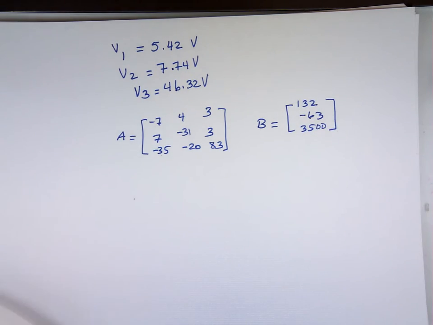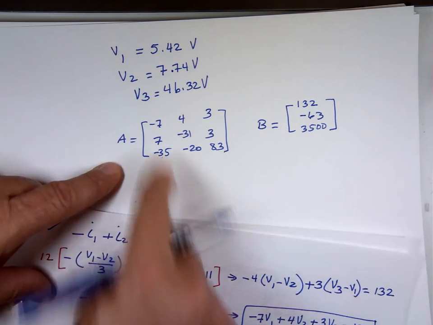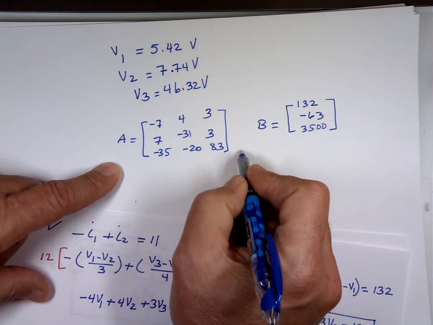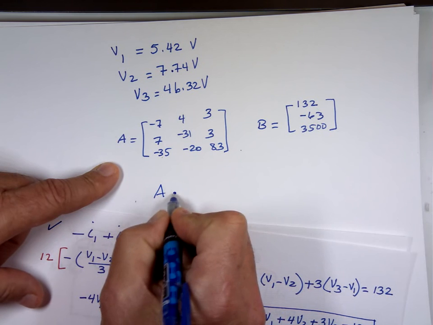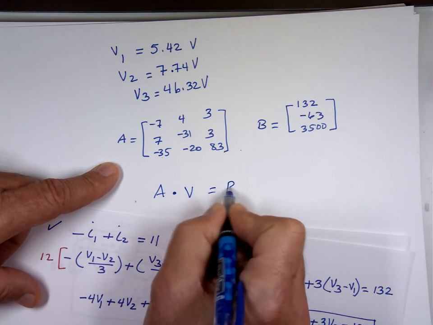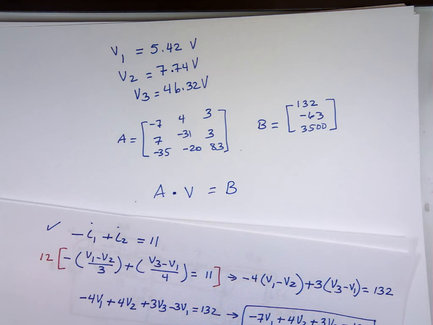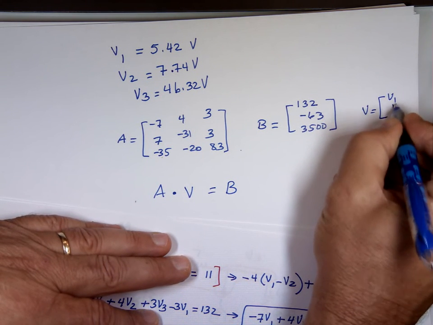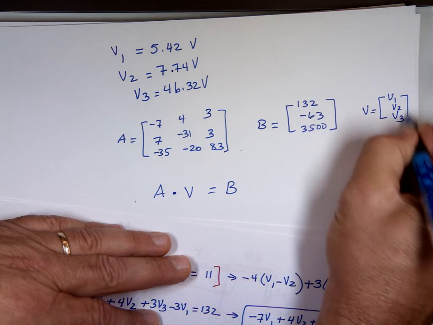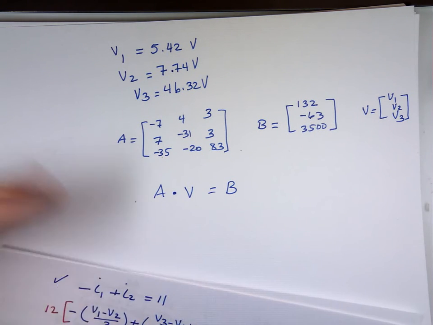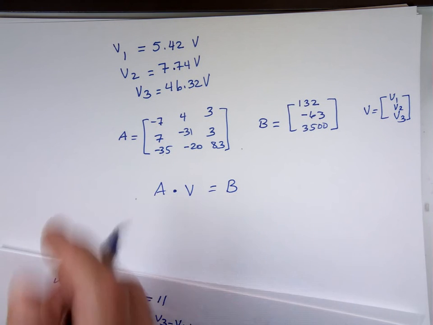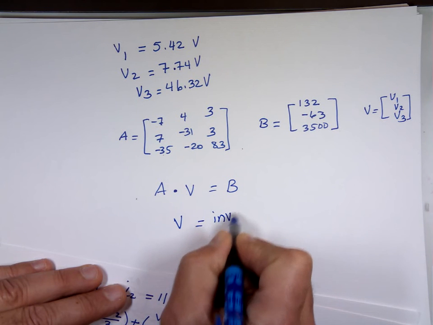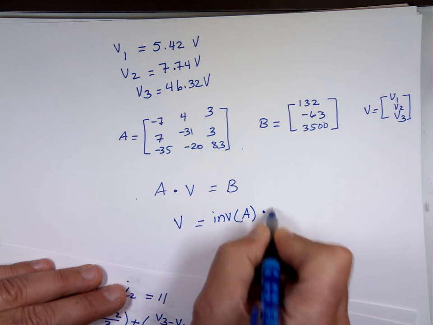Notice if you take this matrix, multiply it by x1 or v1, v2, and v3. So it's really A times V equals B. That's what you have. So you want to solve for V, which is v1, v2, v3. To get rid of the A, you have to multiply this side by the inverse of A. So you'll find that V equals the inverse of A times B. And I don't know how you do the inverse on the TI if you have a matrix.